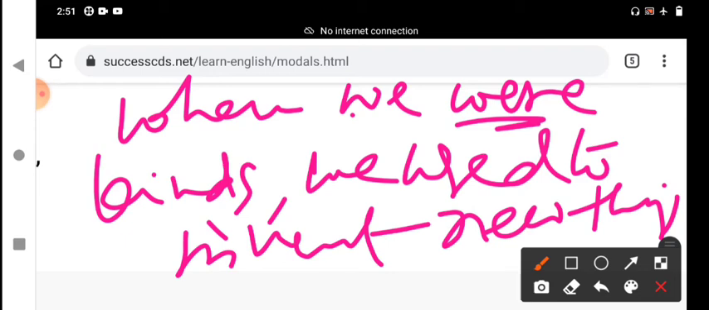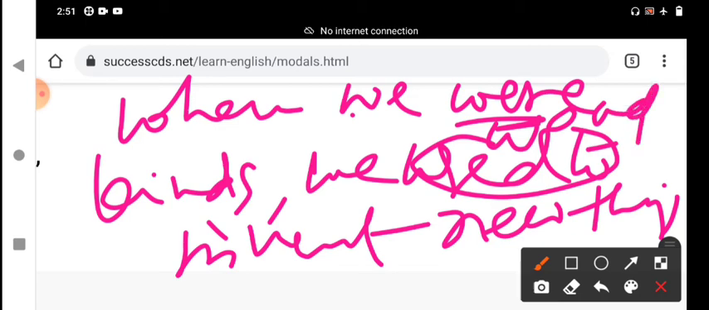For the same example, we can also write like this: we would make crazy laws that everyone had to obey. When we were kids, we would invent new things, instead of "used to". Instead of "used to", we should use "would". Both meanings are the same. For past activity, "would" can also be used.